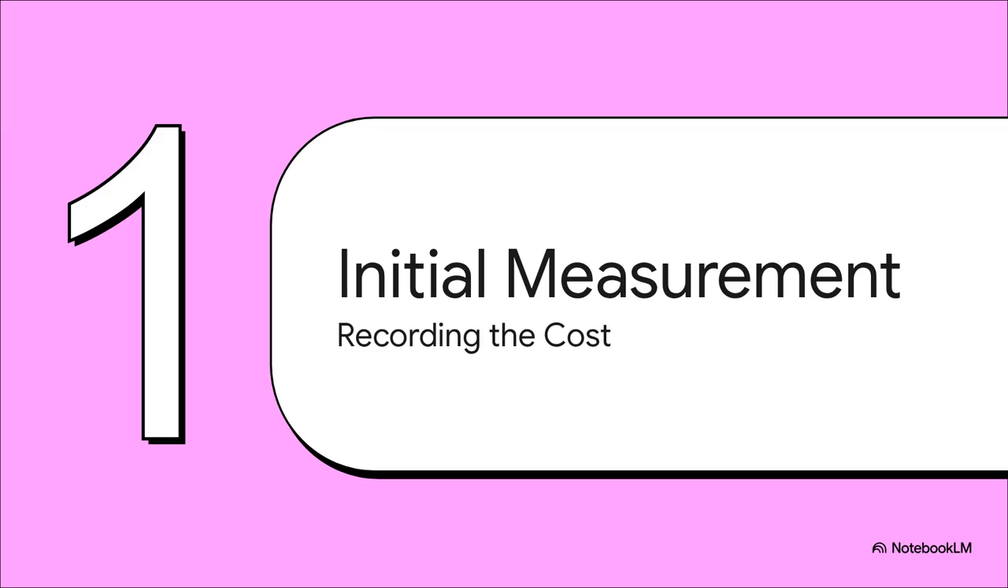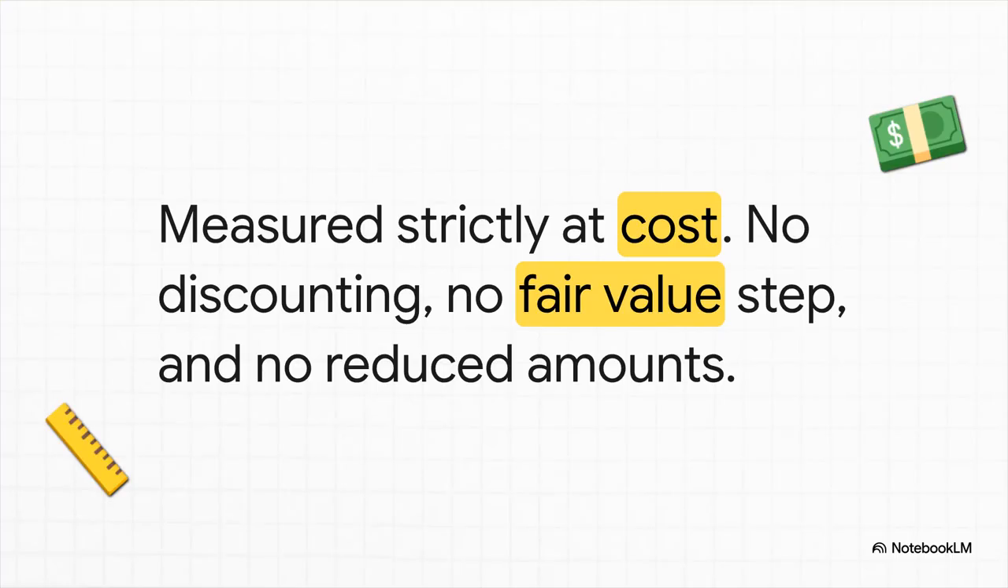Our journey starts right at day 1. The rule here is incredibly straightforward, but honestly, it's vital to get it right. Capitalized contract costs are measured strictly at cost, period. That means you take the total of all those directly attributable amounts that actually met the recognition criteria we talked about last time. There is no discounting applied here.